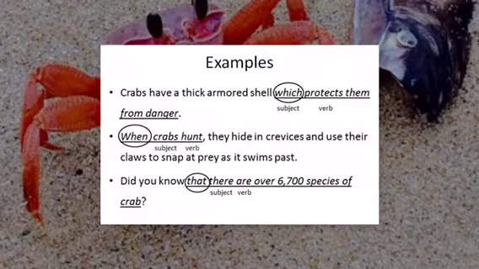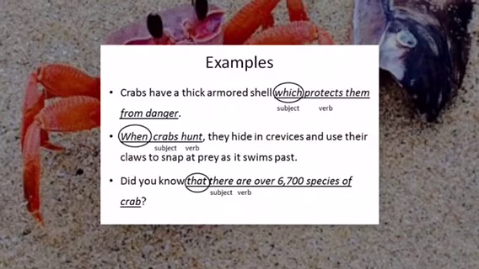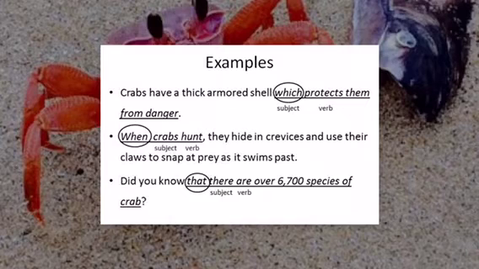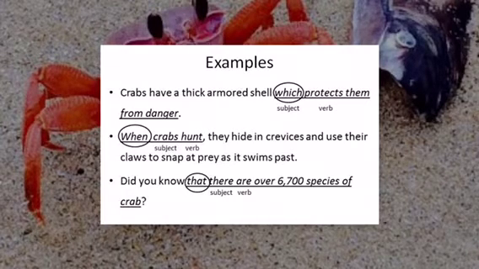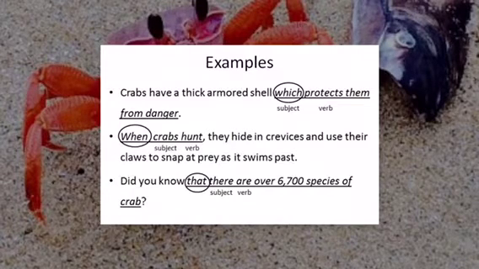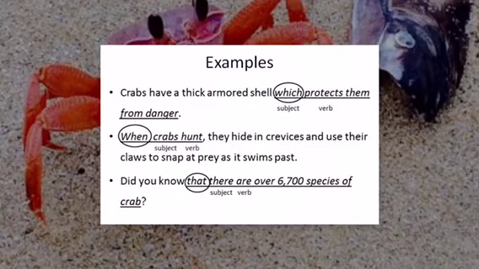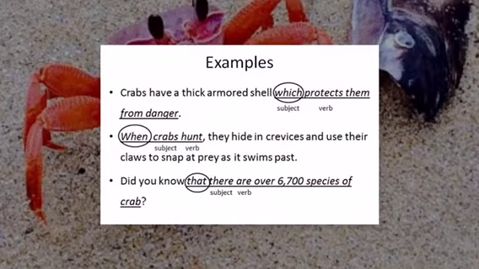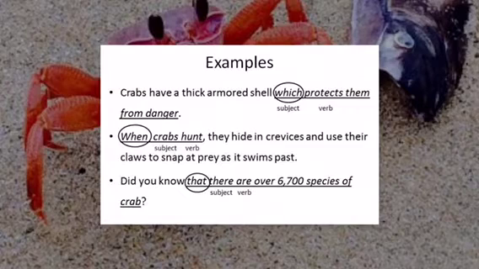It contains a subject, which, and a verb, protects, but it cannot stand by itself. I could not walk up to someone and say, which protects them from danger. Well, I could, but people would probably think it a bit odd. In addition, it starts with a relative pronoun, the word which. Remember that pronouns replace nouns, so it is not uncommon for a relative pronoun to stand as the subject of a dependent clause, like in this case, where which is the subject, replacing the noun shell.